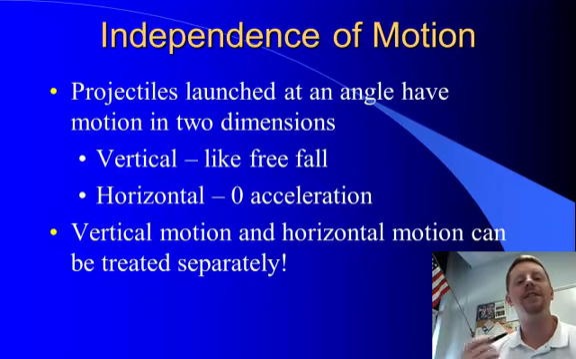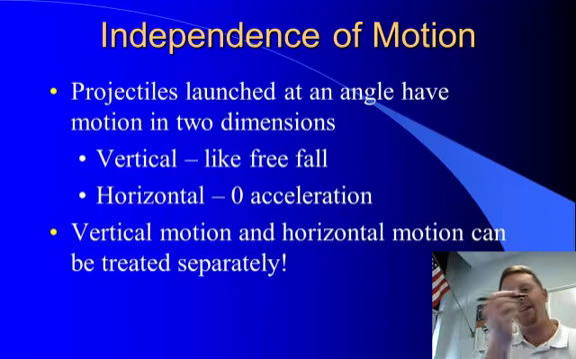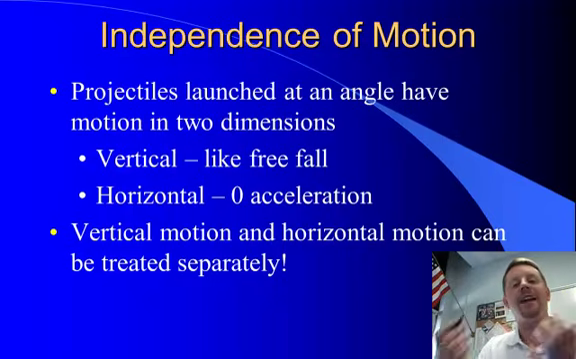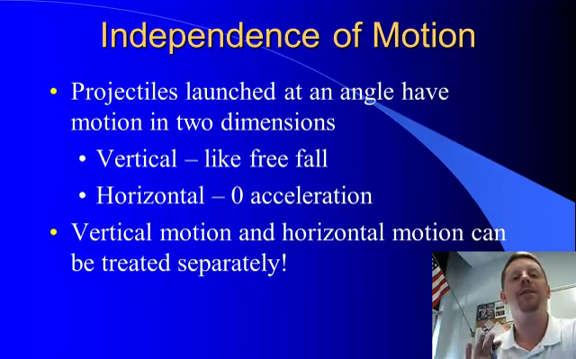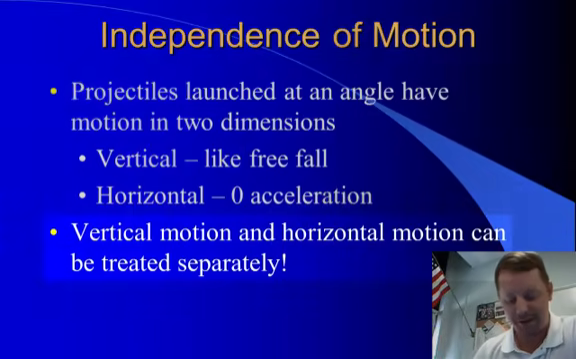Horizontal motion is even simpler. There's no acceleration on an object in free fall, in projectile motion, horizontally. It's not going to speed up or slow down. It will have the exact same velocity while it's in the air. This means that its acceleration is zero. The initial velocity is the same as the final velocity is the same as the average velocity. So that will simplify our problem solving considerably.